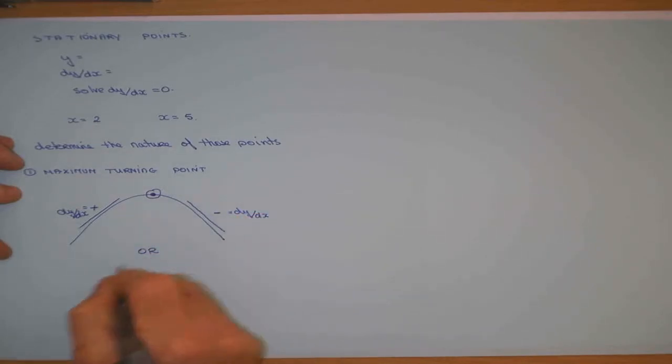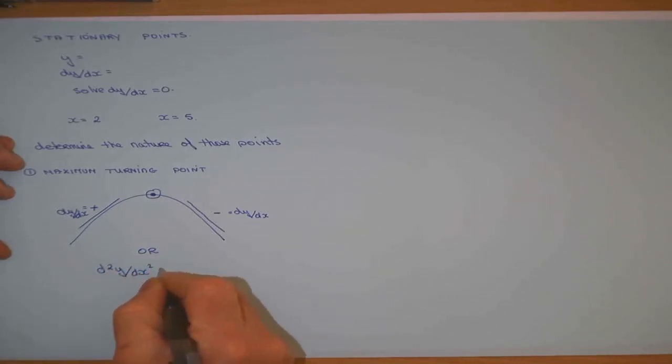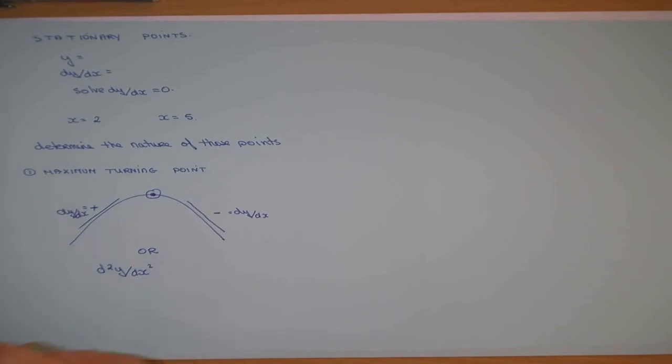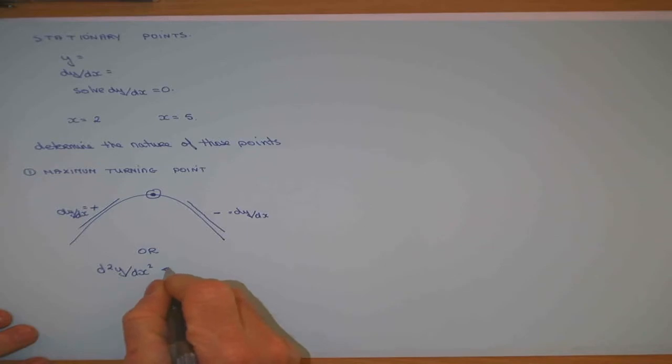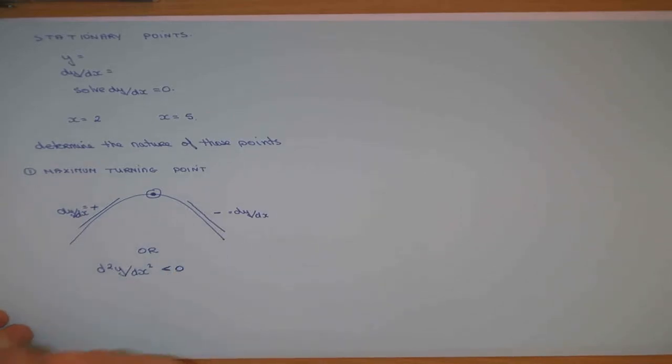Or I could work out d2y/dx squared. Now, I wouldn't always use d2y/dx squared because sometimes it can be difficult to calculate. But if it is easy to find d2y/dx squared, it will turn out to be less than 0. Either of them will tell me it's a maximum turning point.